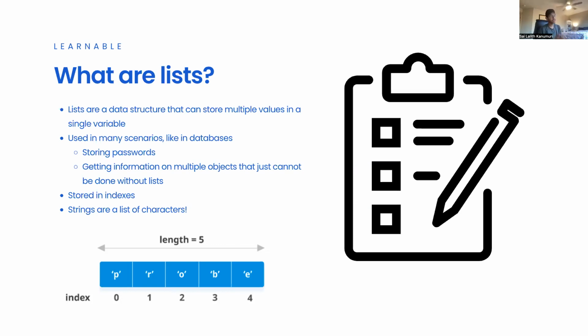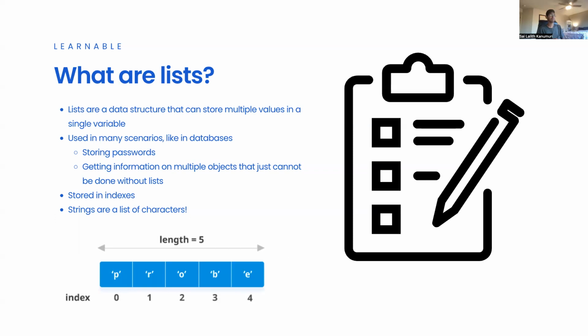So basically, lists are data structures that can store multiple variables. You know how we had x is equal to 5 and y is equal to 2 or something like that? Here, we can have one variable to store 5 and 2 in it. So that's pretty cool. And it's used in many scenarios like databases, like storing passwords. For a big collection of data, you can store it in a list, all the passwords, all the usernames. You can also get information on multiple objects, which cannot be done without this.